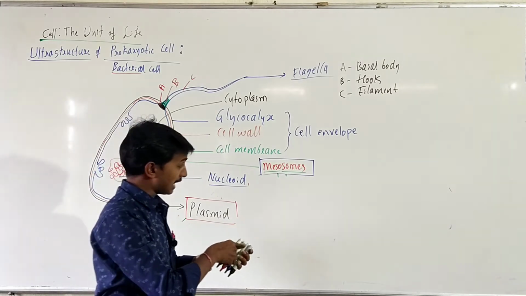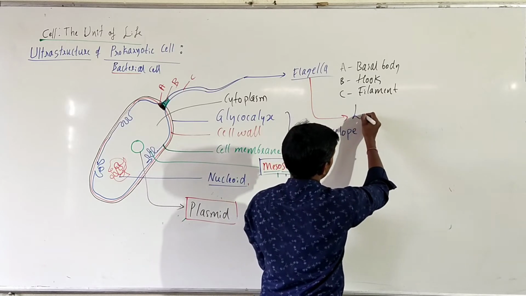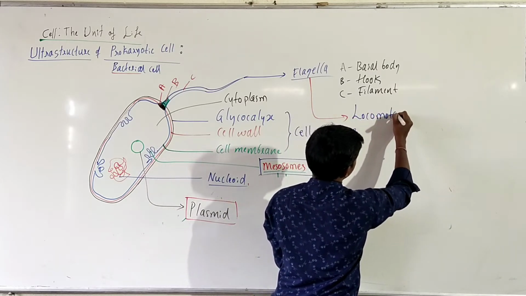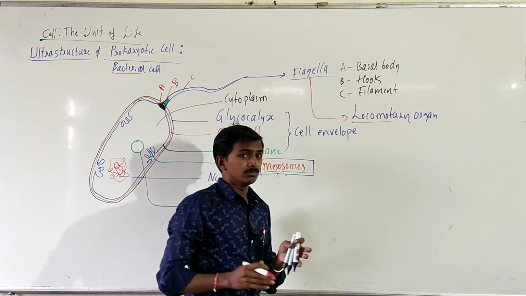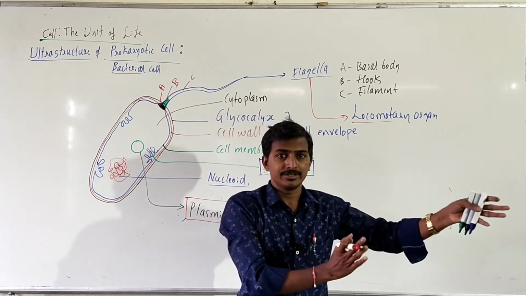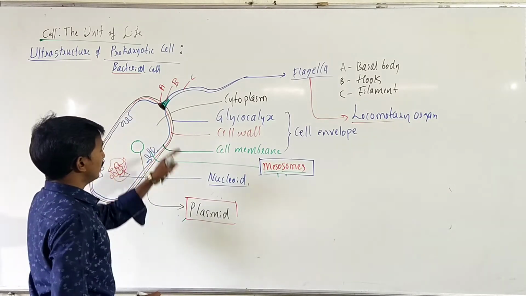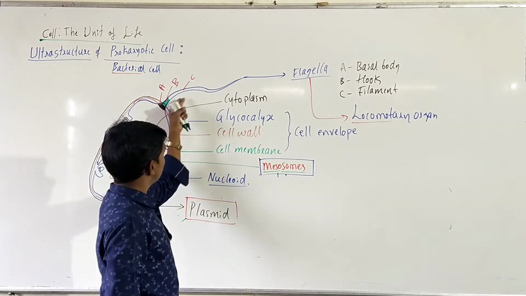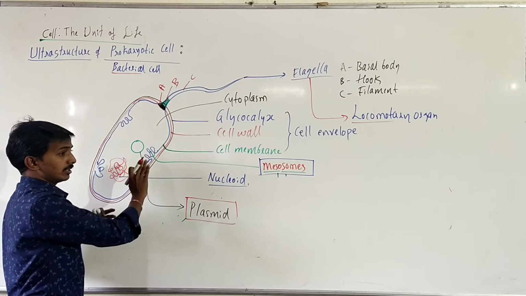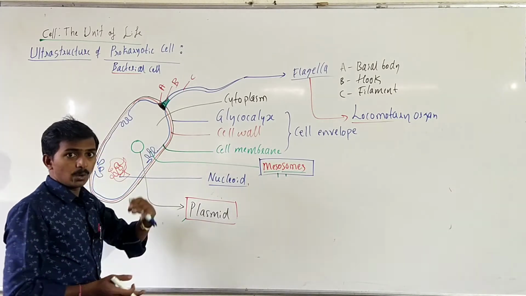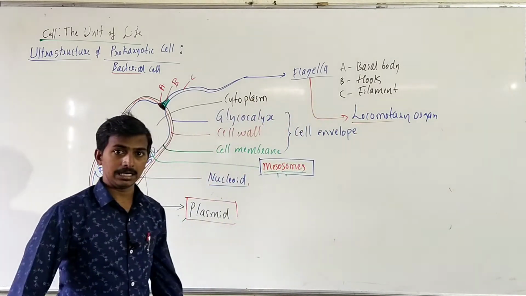The flagella is the locomotory organ. Locomotion is the movement of the bacteria from one place to another, hence it is known as a locomotory organ. It is a development of the plasma membrane outside the prokaryotic cell. The plasma membrane starts evagination, meaning outward growth, to form the locomotory organ known as flagella.